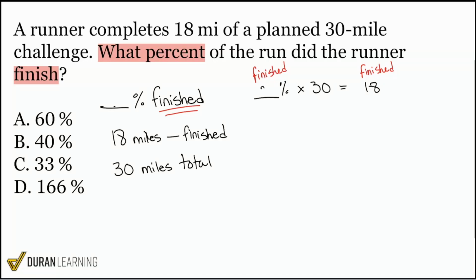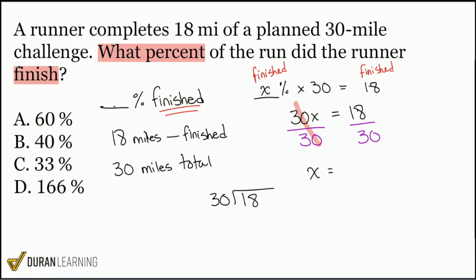So I'll just put an X for that percent. And so what we have is 30 times X equals 18. And so we just have to get rid of everything around the X. And to get rid of the 30, we're doing the opposite operation, which is going to be division. We'll divide both sides by the 30, canceling out on the left, and we're going to have X equals whatever that's going to be. So let's do the long division.